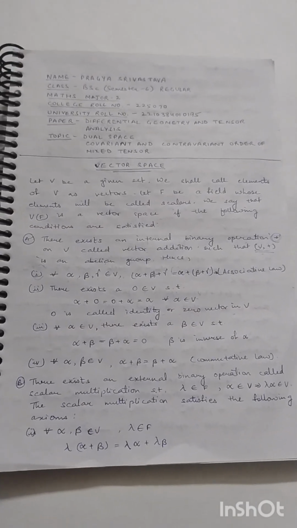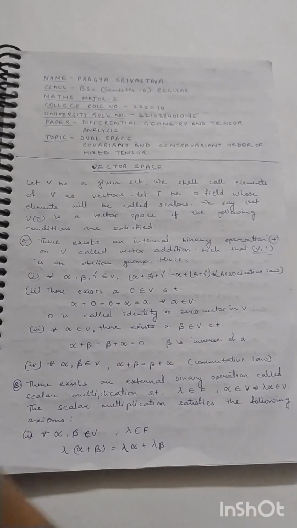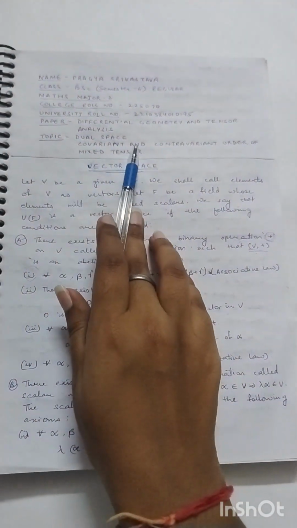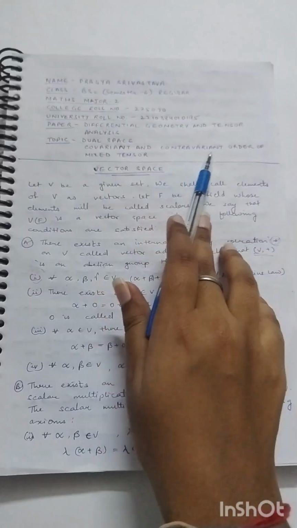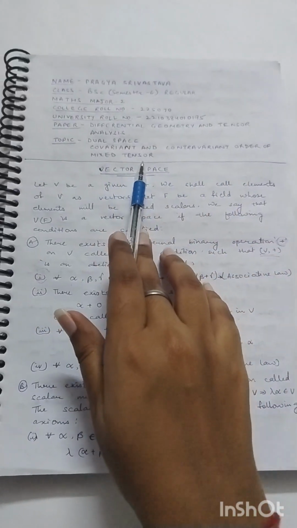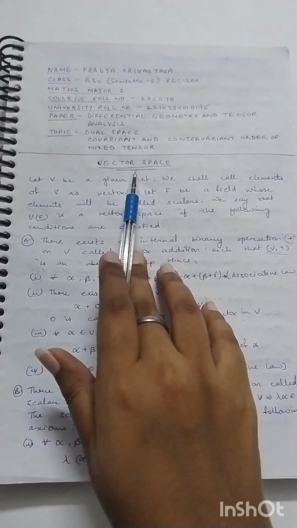My college roll number is 225070 and my topic for presentation is dual space, covariant and contravariant order of mixed tensor. So let us first understand vector space.